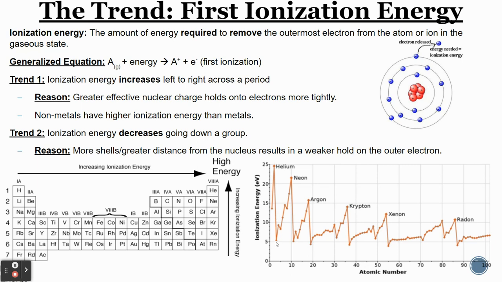Then you can say lithium, and you can continue like this: beryllium, boron, and so on and so forth. And so you can see element number 10 is neon.